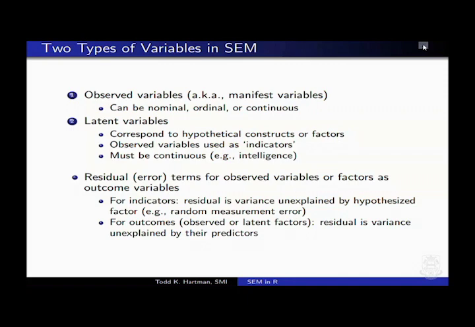So anyway, there are two types of variables that we'd be using in this framework. Observed variables are the ones that you're most familiar with in a standard regression context. These are things that you have direct measures for. You observe these. They can be nominal, continuous, or ordinal variables.